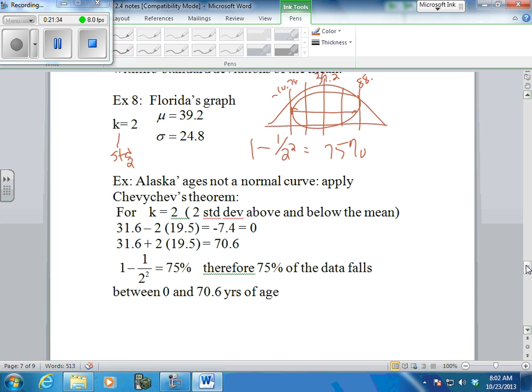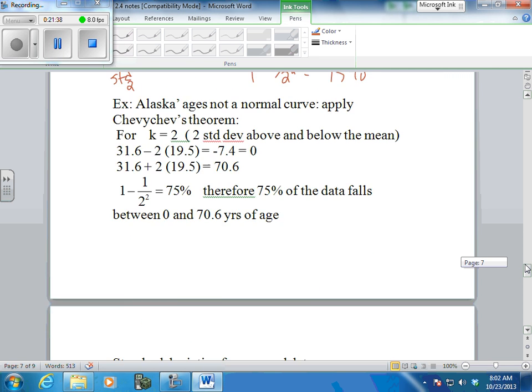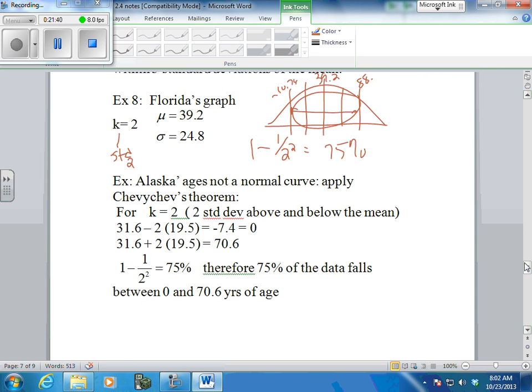So let's take a look at, if you're a try it yourself 8. He says, let's do this for the Alaska ages. So the Alaska ages, they give us a mean of 31.6 and a standard deviation of 19.5. These are your Alaska ages. And they want to know what percentage will fall within two standard deviations of the mean.